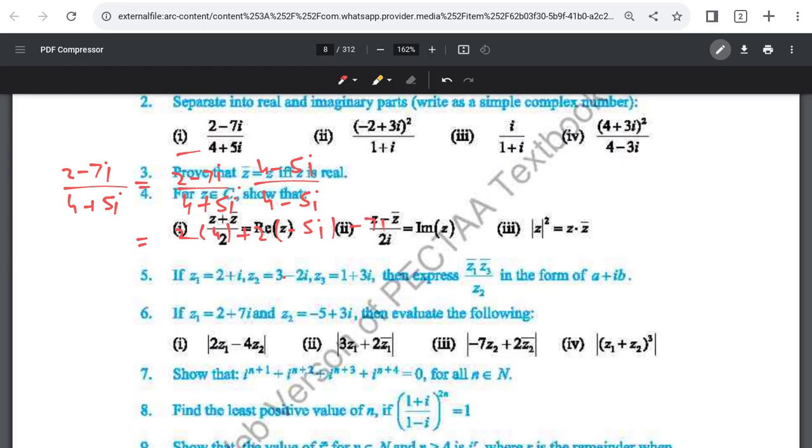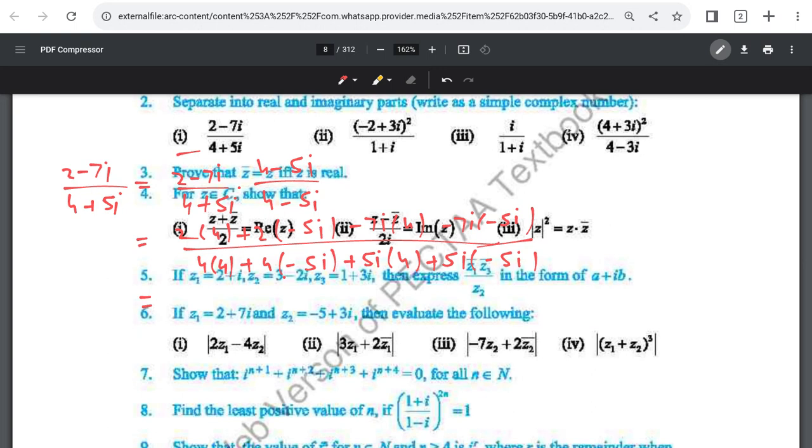Then we have 7 iota into 4 and minus 7 iota into minus 5 iota. After this, we multiply the denominators, 4 into 4, then we have 4 into minus 5 iota. After this, we have 5 iota into 4, then we have plus 5 iota into minus 5 iota.